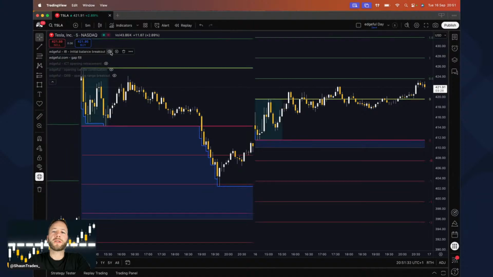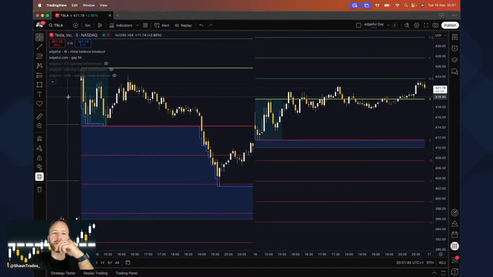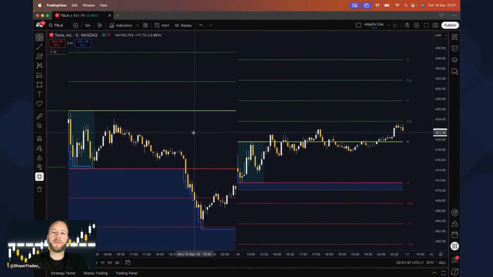We've got initial balance breakout again here. It looks slightly different, but it's the same thing. You've got the first hour of trading and the line set for you. That's always handy to have. I really like that because it's basically for the day itself. It's different every single day.